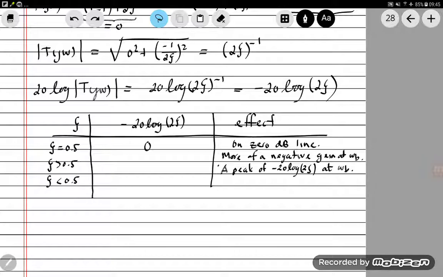And well, when we've got no damping in our system, then we take 20 log of 2 times 0, well, that's just infinite, so we've got an infinite peak at omega b.